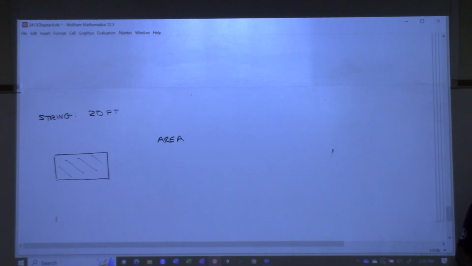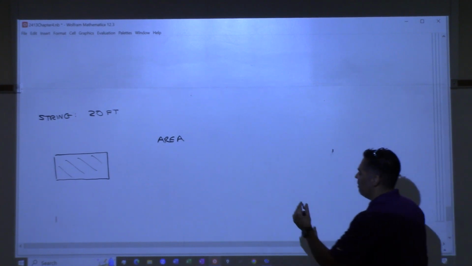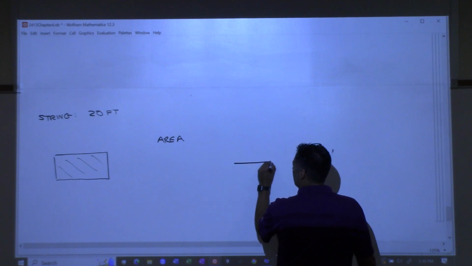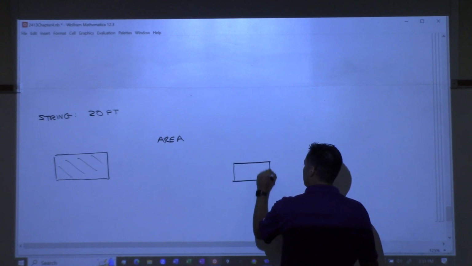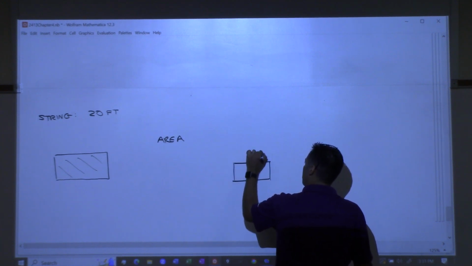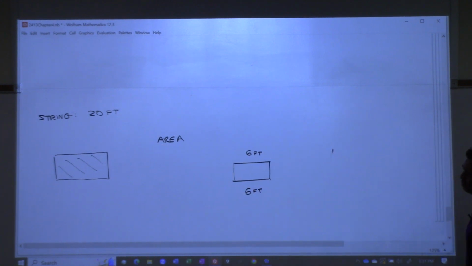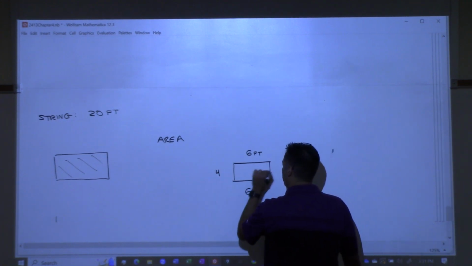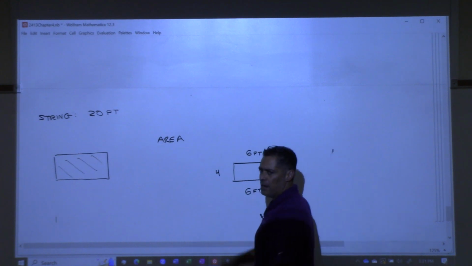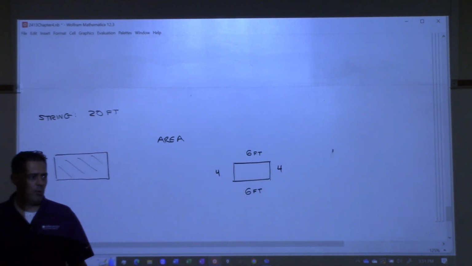It's about half and half. Well, there's an easy way to settle this. Let's just draw a couple of scenarios. How about somebody does this rectangle where this is 6 feet here and 6 feet here. I've used how much? 12. How much do I have left? 8. So each of the other sides has to be 4 feet and 4 feet, right? What's the area of this rectangle? 24, right?